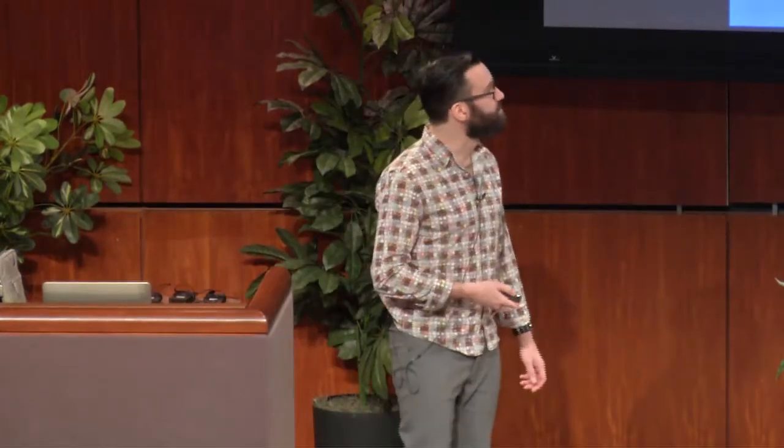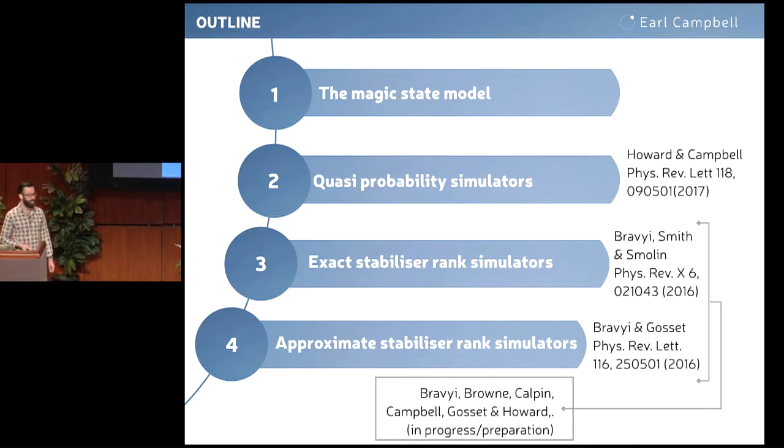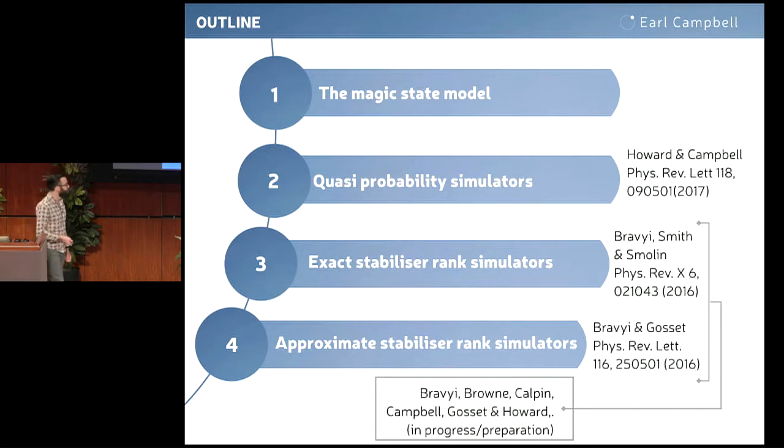So here are some references for these different sections. The quasi-probability simulator work is mostly based on this paper by myself and Mark Howard, also building on what other people have done in quasi-probability simulation. And the ideas behind stabilizer rank simulators go back to two IBM papers, one for exact simulation and one for approximate. But I'm also going to tell you today about some new work, which is in progress slash in preparation, which is this larger collaboration of people here, which includes myself, Sergey, David Gosset, Mark Howard, Dan Brown, who's at UCL, and Dan Brown's student.